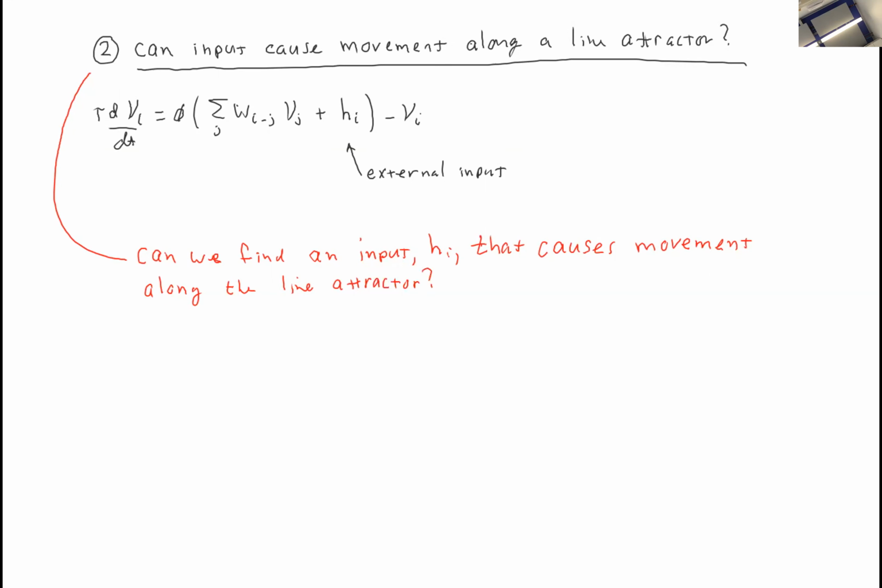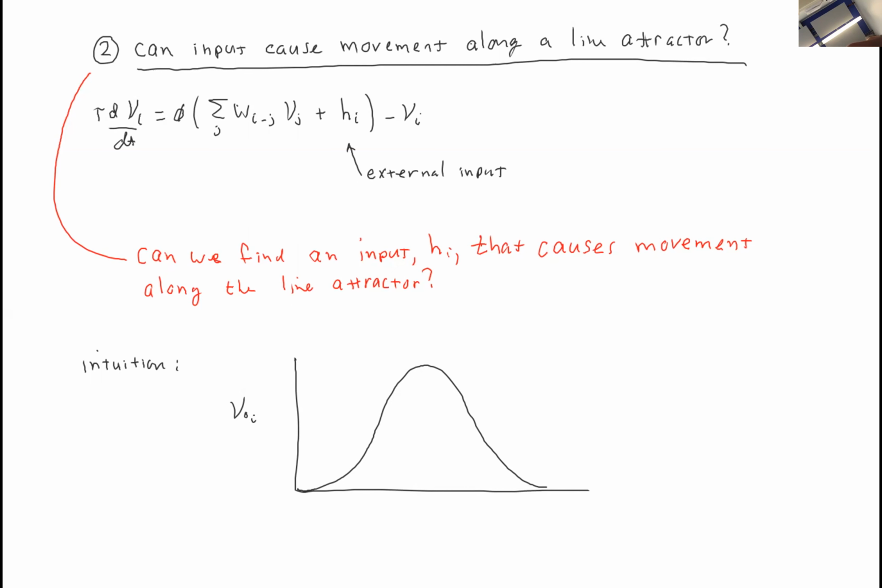I'm going to give the intuition first, and I won't work out the mathematical details. They're actually on the website. But here's the intuition. So here's our line attractor. Here's nu_0_i. And again, we're just going to draw it as a curve, but there should be a bunch of points.